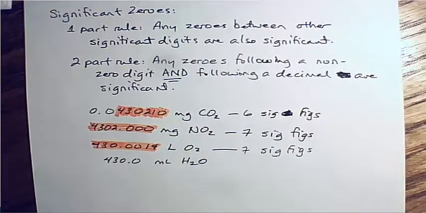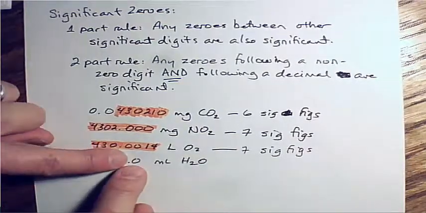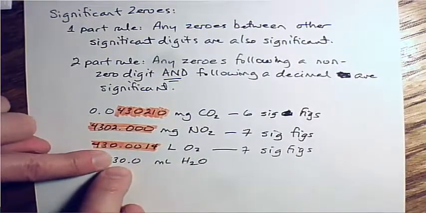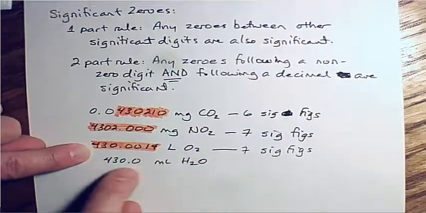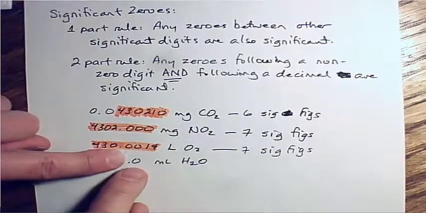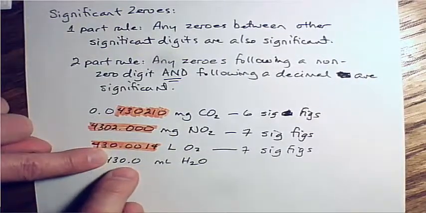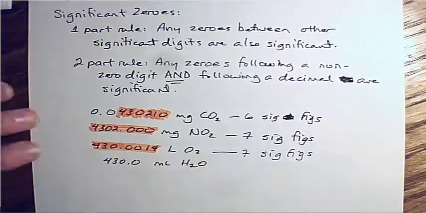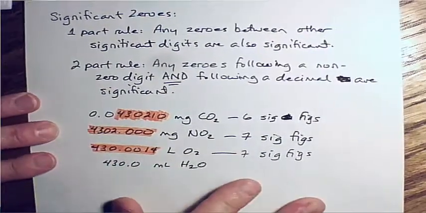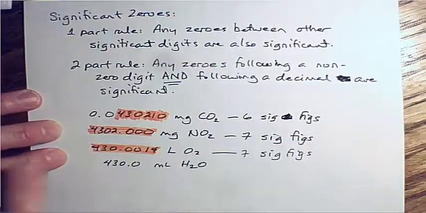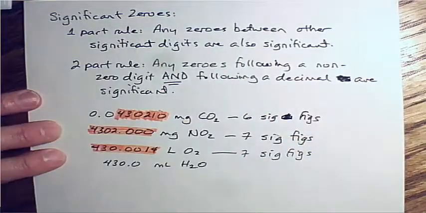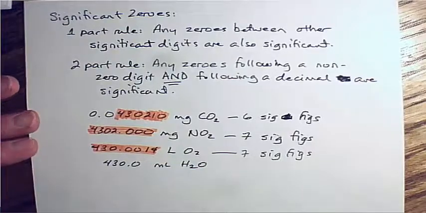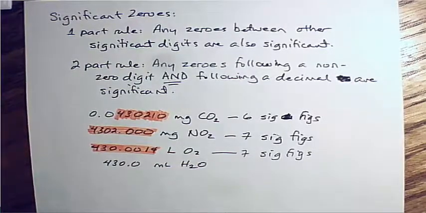How many significant digits here? All of them are significant because this 0 right here follows a decimal place. This 0 is significant because it's between two significant digits. So this 0 is significant because it follows a decimal place and a non-zero digit. And the 0 in the middle becomes significant because it's between two significant digits. And that's why I worded this first rule the way I did. Any zeros between other significant digits, even if those other digits that are significant are also zeros. Okay? That makes sense?